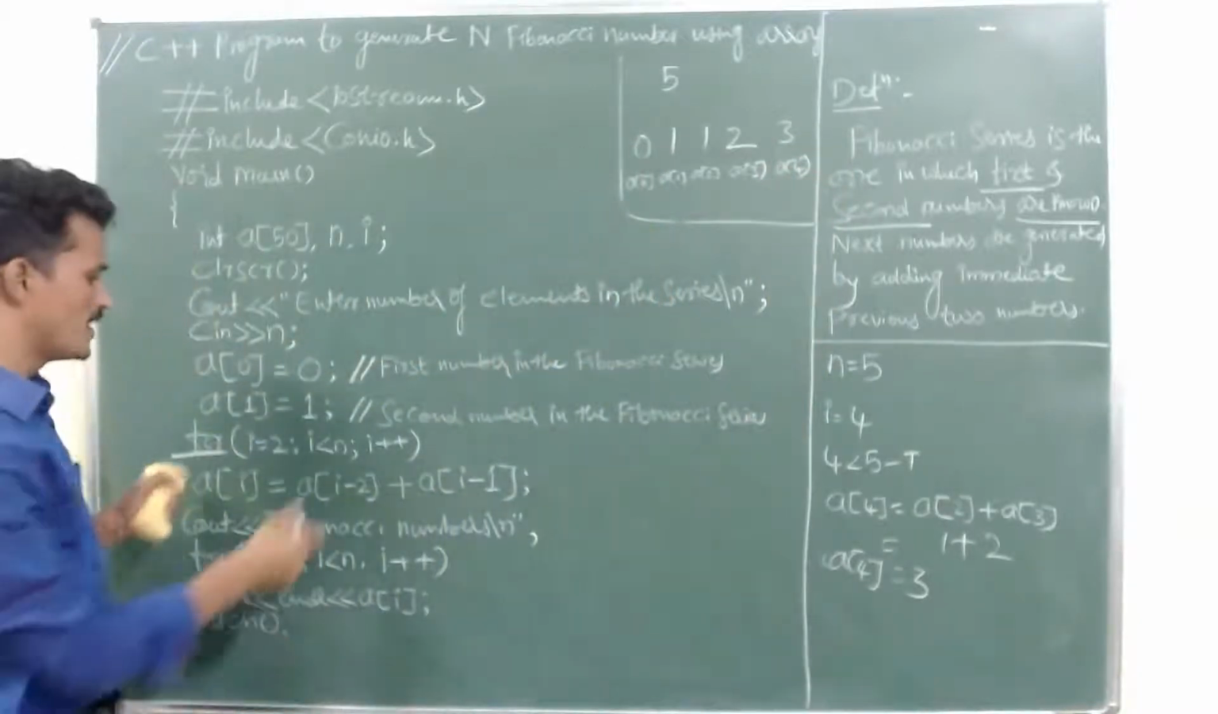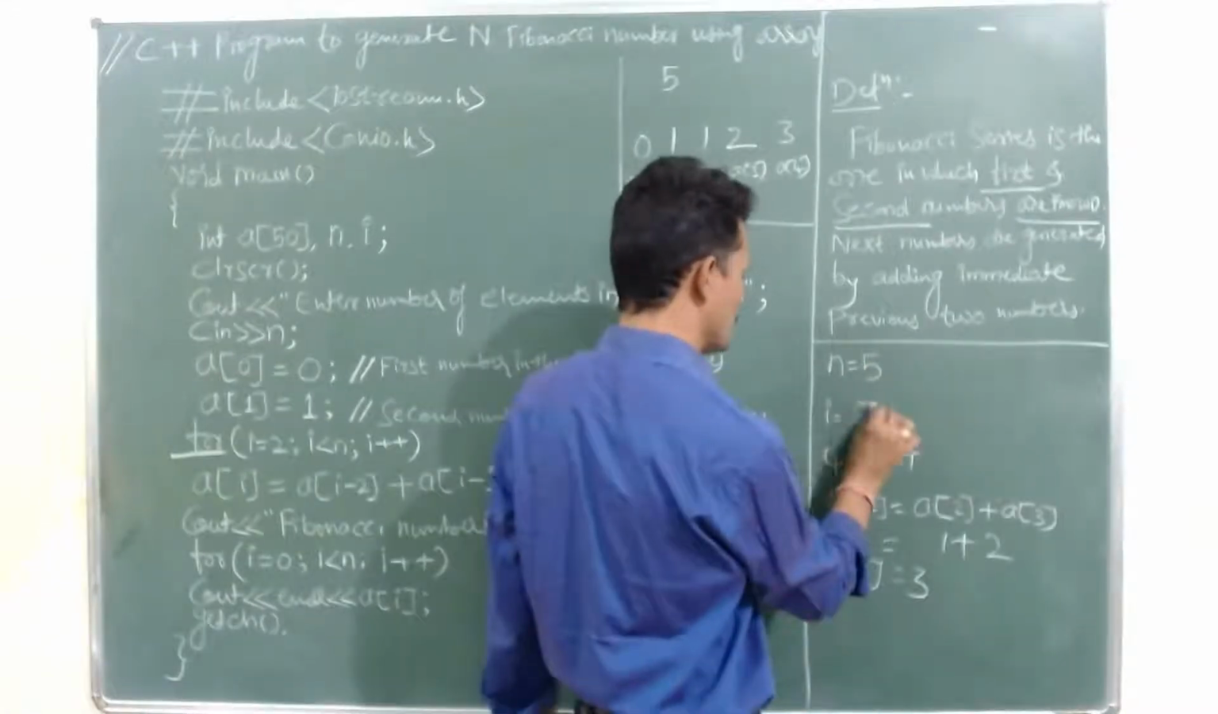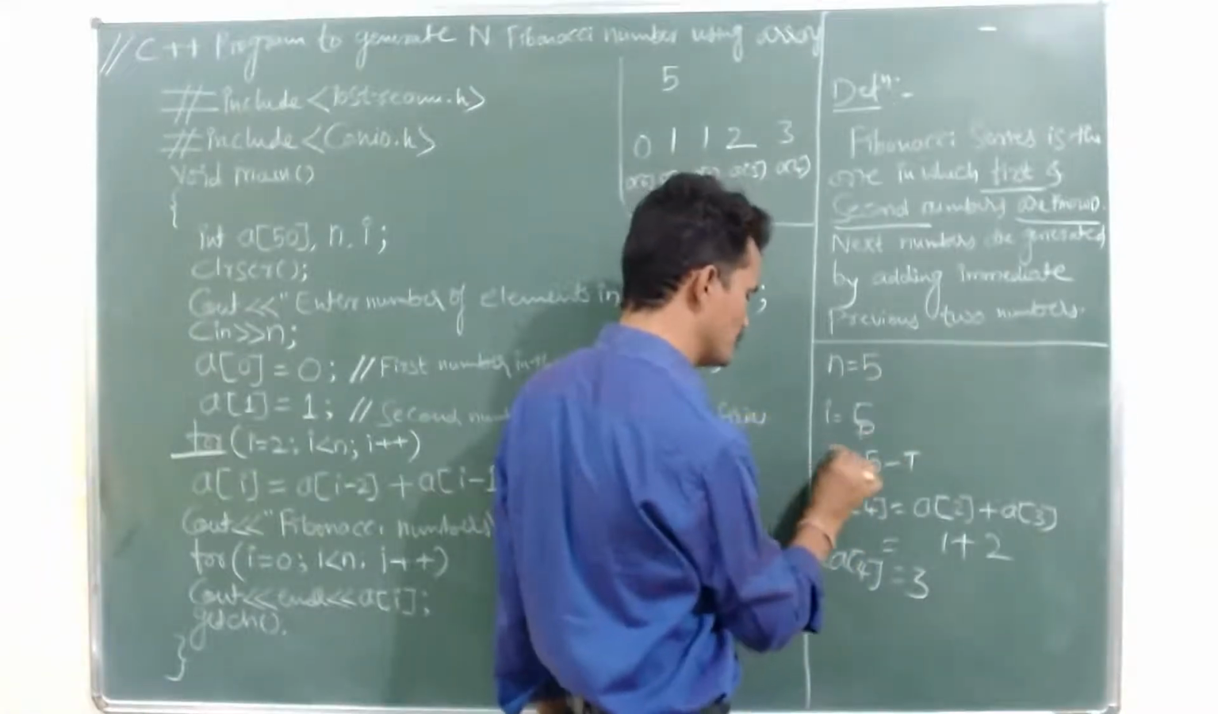Again it comes to the for loop and I gets increased by plus 1. It becomes 5 this time. 5 is less than 5?